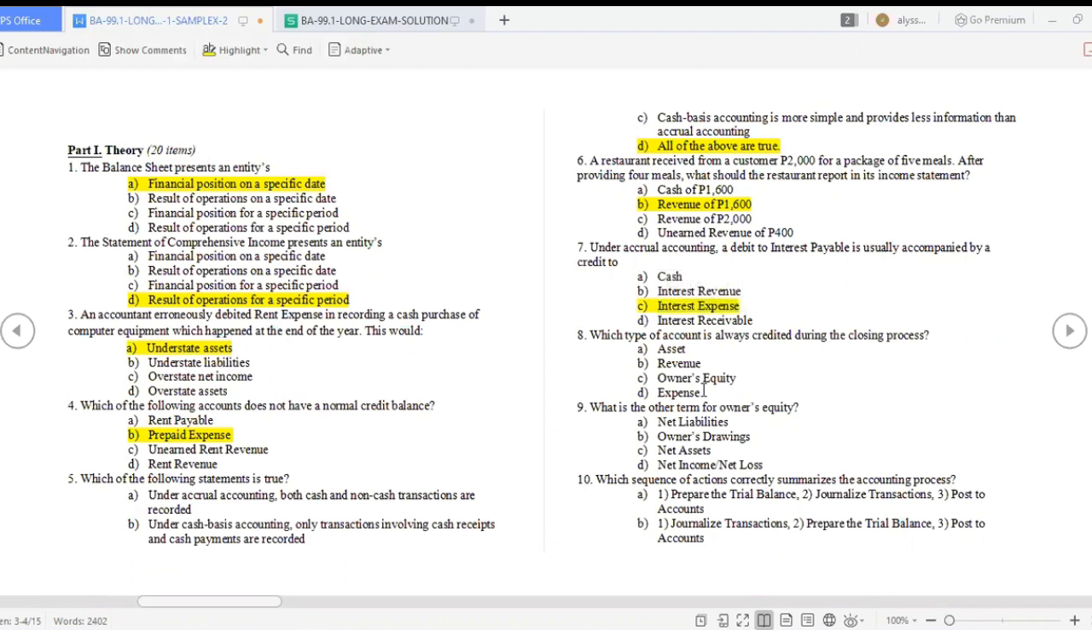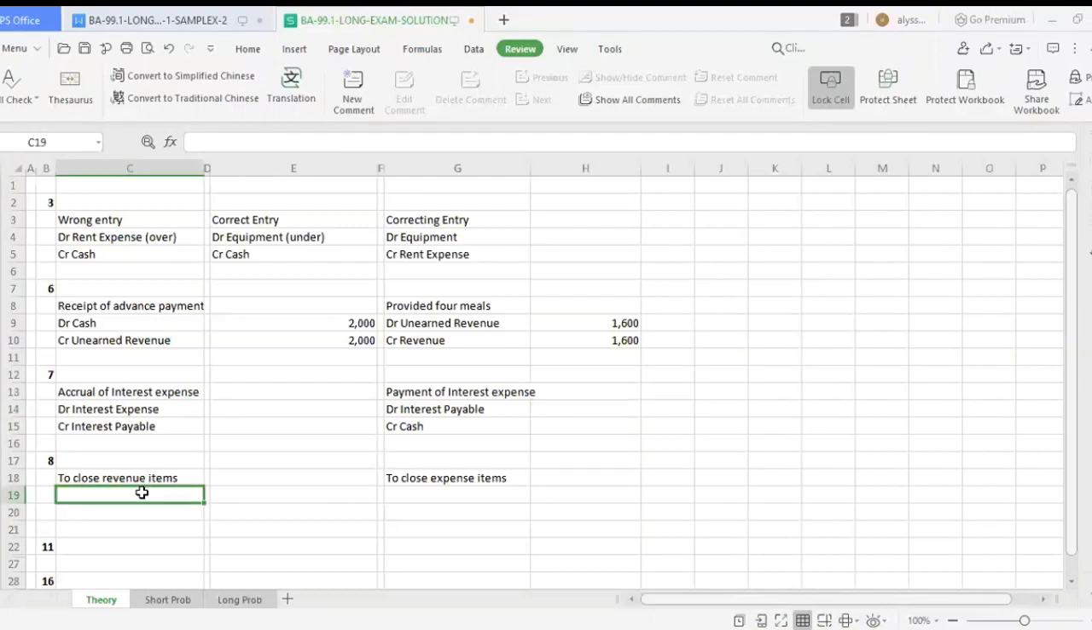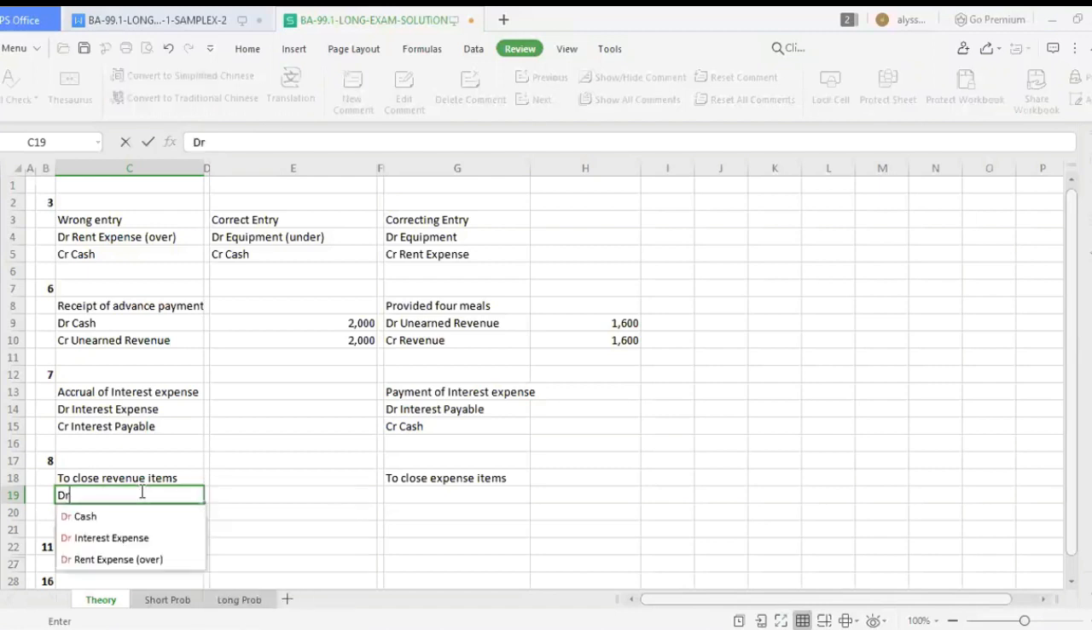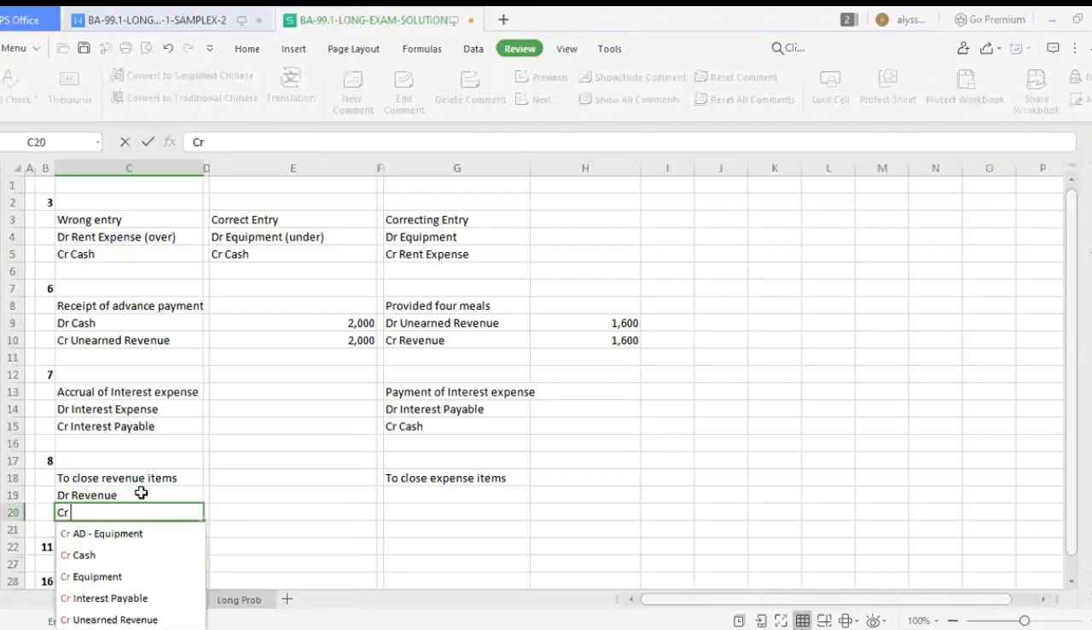Next, which type of account is usually credited during the closing process? So when you close, let's visualize this. To close revenue items, the normal balance for revenue items, what I've said before, is credit. So to cancel it out, you debit revenue items, and then you credit income summary.